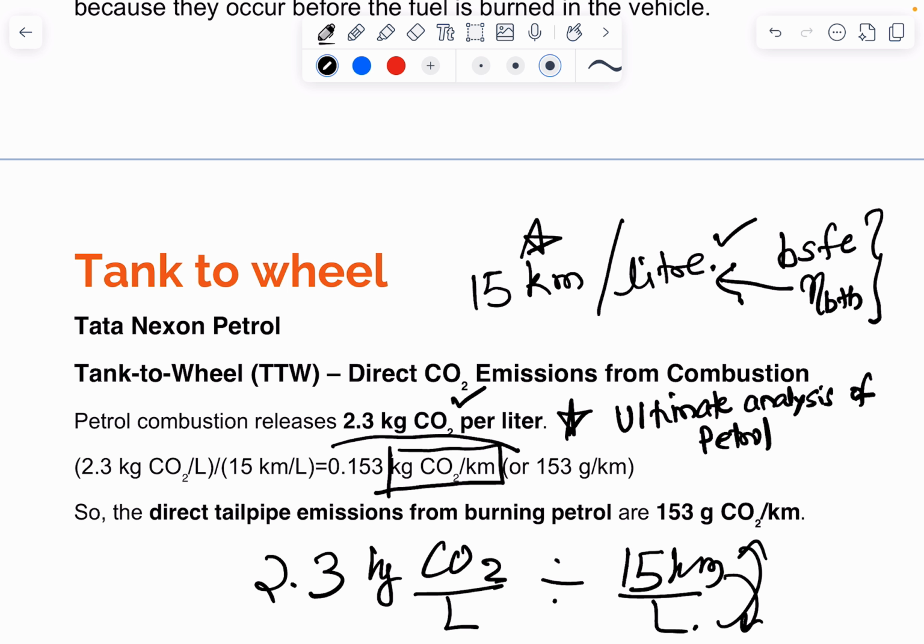So you need to divide this emission factor with the mileage to get the carbon footprint of the petrol car. This is because of the tailpipe emissions, and hence we'll call it tank to wheel analysis. From the tank to wheel analysis for the petrol car Tata Nexon, with the mileage assumed to be 15 kilometers per liter of petrol, we get 0.153 kgs of CO2 being emitted every kilometer of travel.